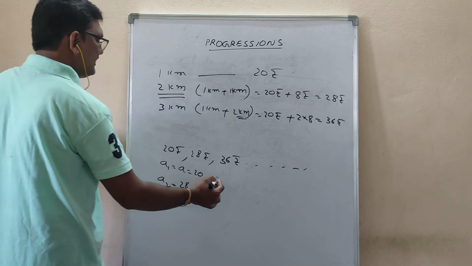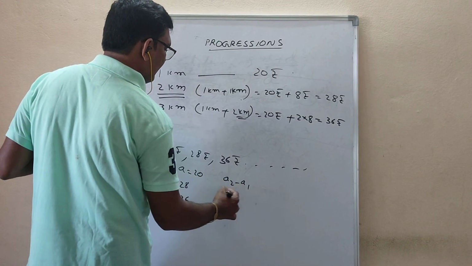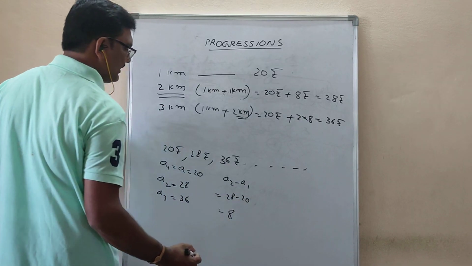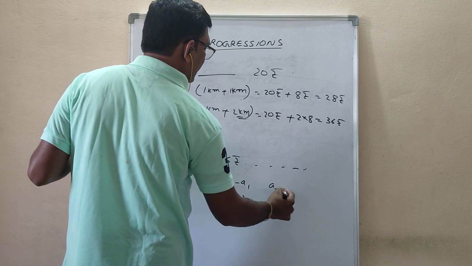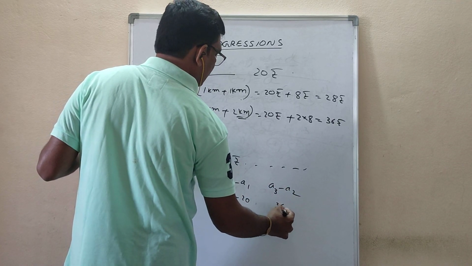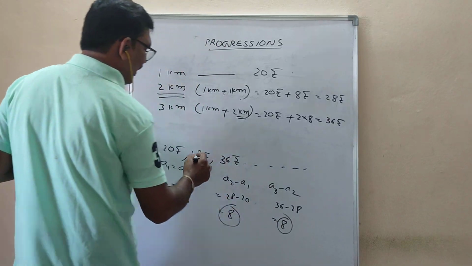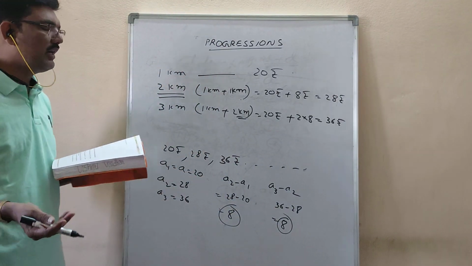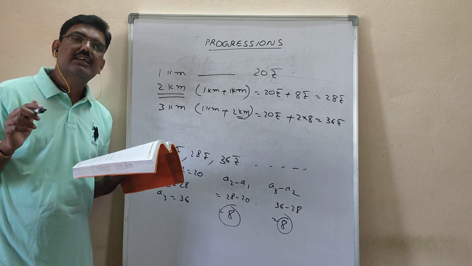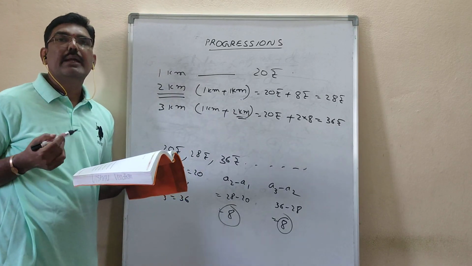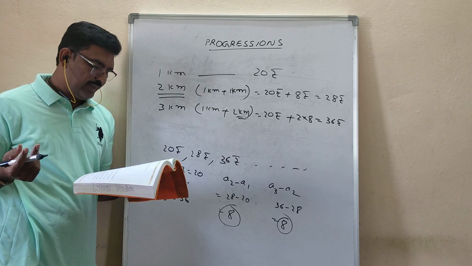Now A2 minus A1, do it. A2 minus A1, 28 minus 20, you are getting 8 rupees. Again do A3 minus A2, that is 36 minus 28. Again you are getting 8 rupees. So what is happening here? Common difference you are getting same. Since common difference is same, it is in AP. You can say it is in AP.